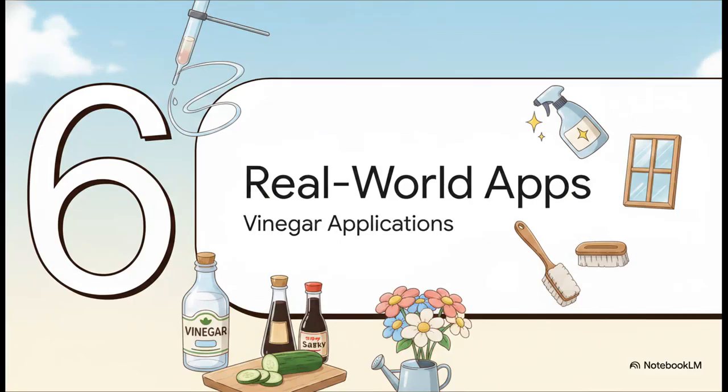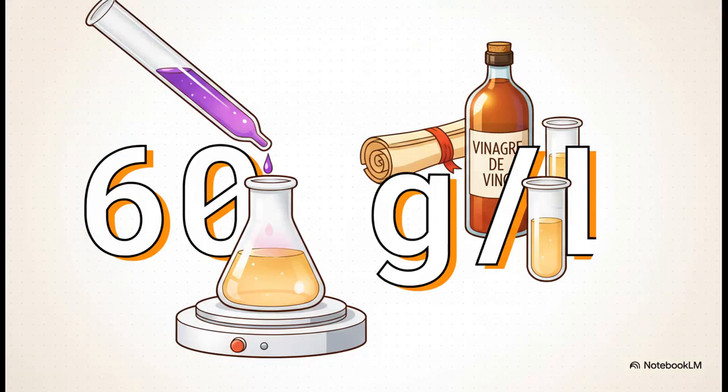And finally, Section 6, Real-World Vinegar Applications. So why go through all this rigorous lab work? Well, look at this threshold, 60 grams per liter, or 6% weight by volume. That's a big deal, because strict quality control laws govern what you consume. Take Spanish legislation, for example. Commercial wine vinegars literally must contain at least 60 grams per liter of acetic acid to be legally sold on the market. Without this titration chemistry, enforcing those quality standards would be basically impossible.